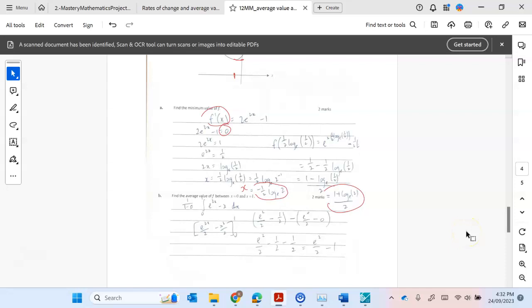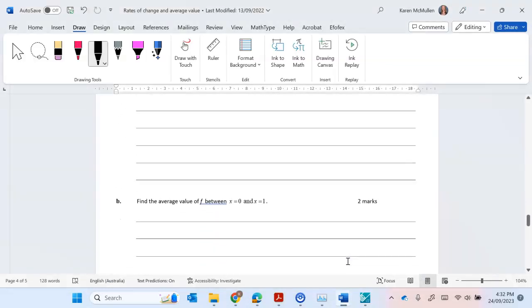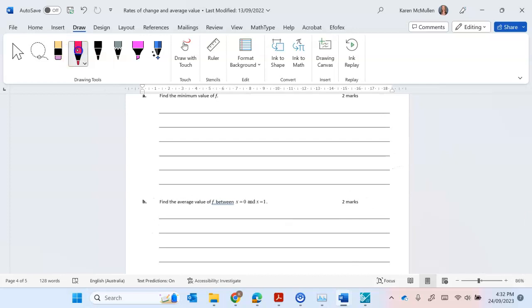So the average value between x equals 0 and x equals 1. I might actually do this question with you back here. All right, so our average value formula: 1 over b minus a, the integral from a to b of f of x dx.